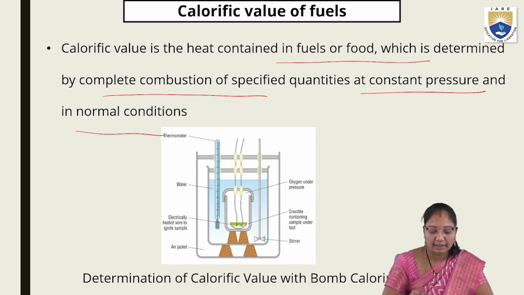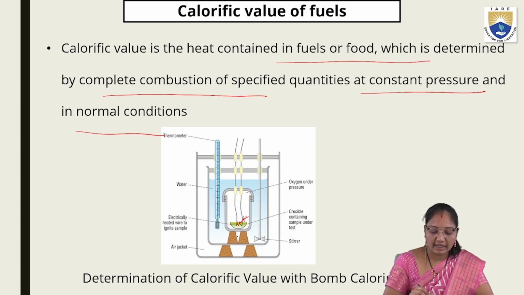Here, this is the thermometer, which is surrounded by water. The fuel or food sample is taken in a crucible, and we are maintaining the pressure at a constant rate under oxygen. As we have read, the combustion process should be carried out in the presence of oxygen or air. So this process also has to be carried out in the presence of oxygen.